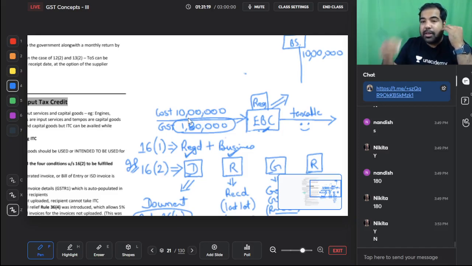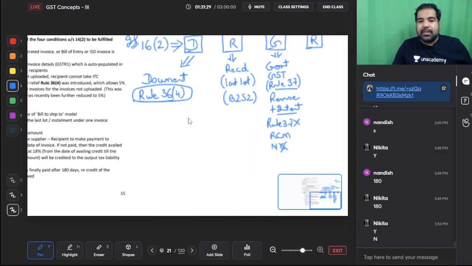Obviously someone would take direct credit. Why? Because depreciation is a very slow process, guys. 15%, 20%, 10% every year. But direct credit means the entire credit you get at once. So this is section 16.3. 16.3 says that if you've taken GST to the balance sheet and you're claiming depreciation, then you will not get any credit.